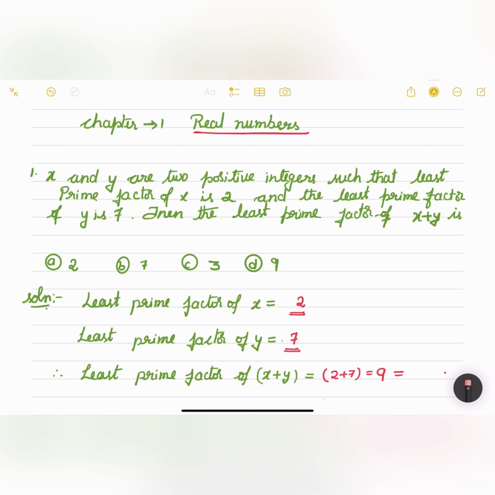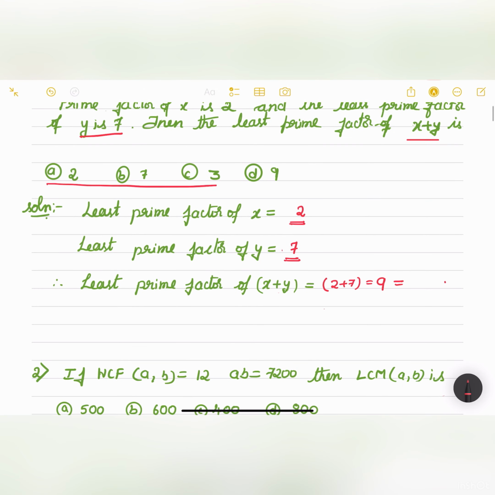X and Y are two positive integers such that the least prime factor of X is 2 and the least prime factor of Y is 7. Then the least prime factor of X plus Y is what? We have been given the four options here. Let us find out the correct option.